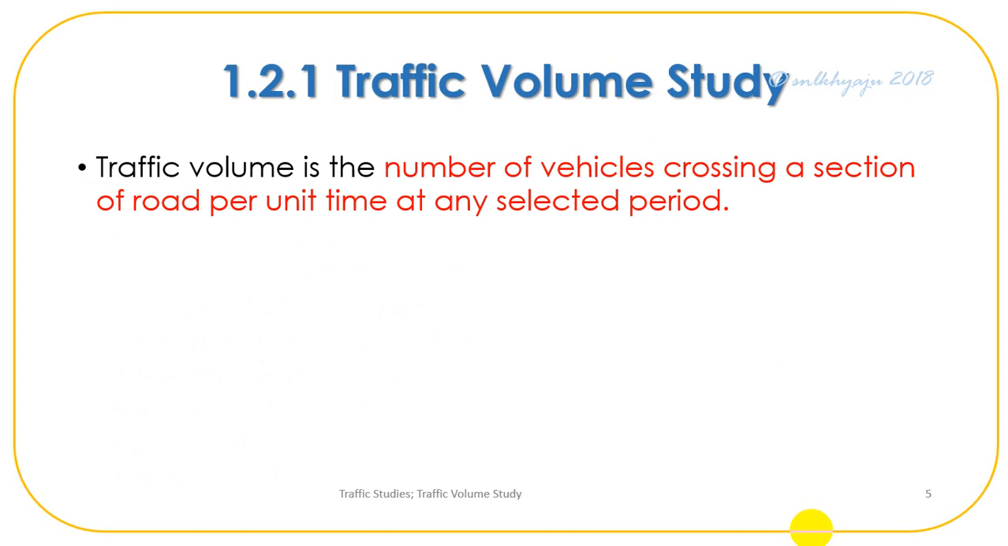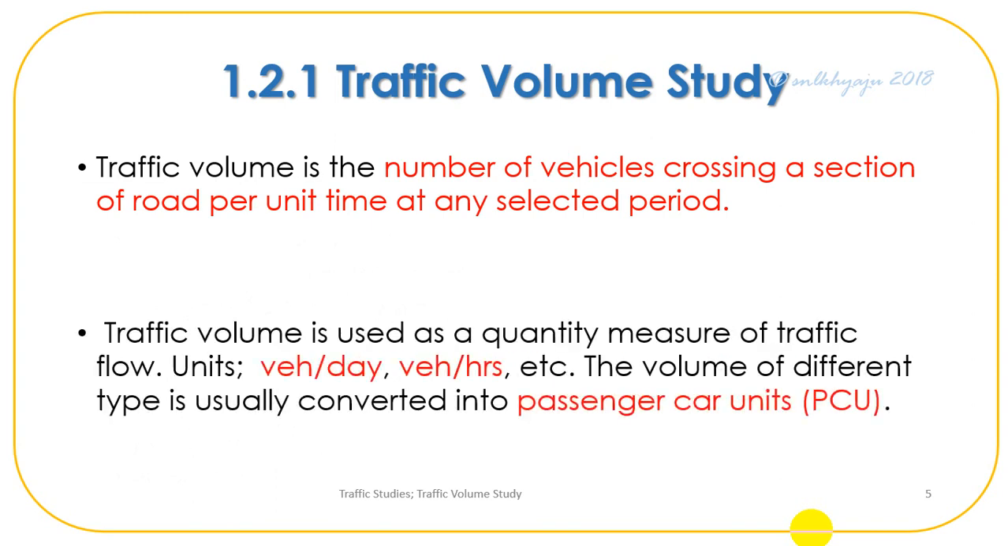Traffic volume is the number of vehicles crossing a section of road per unit time at any selected period of time. Traffic volume is used as a quantity measure of traffic flow. Units are vehicle per day, vehicle per hour, etc. The volume of different types is usually converted into passenger car units, PCU.